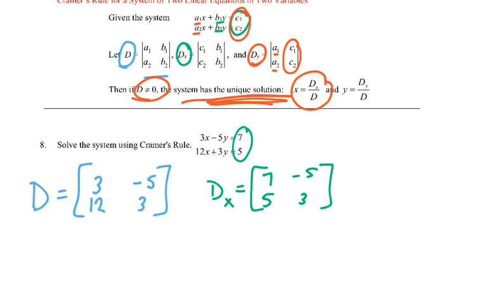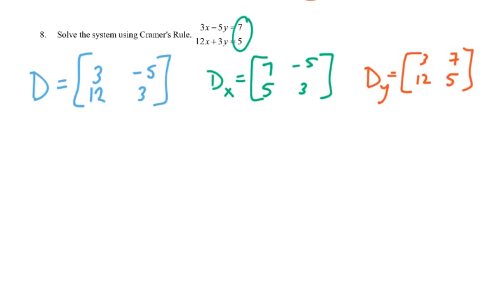And our dy: the x coefficients stay the same, so 3 and 12, and our y coefficients get replaced with the right-hand side values of the equations, 7 and 5. And that's our dy. So what we need to do is find the determinant of each of these.